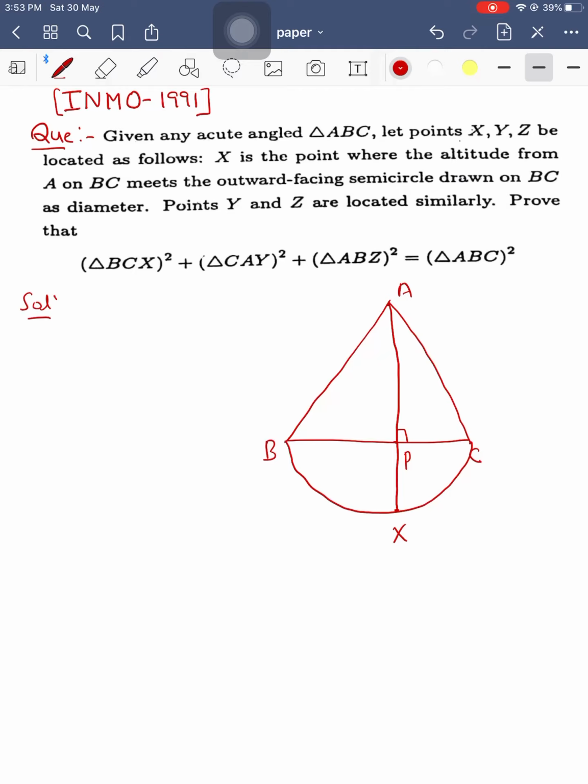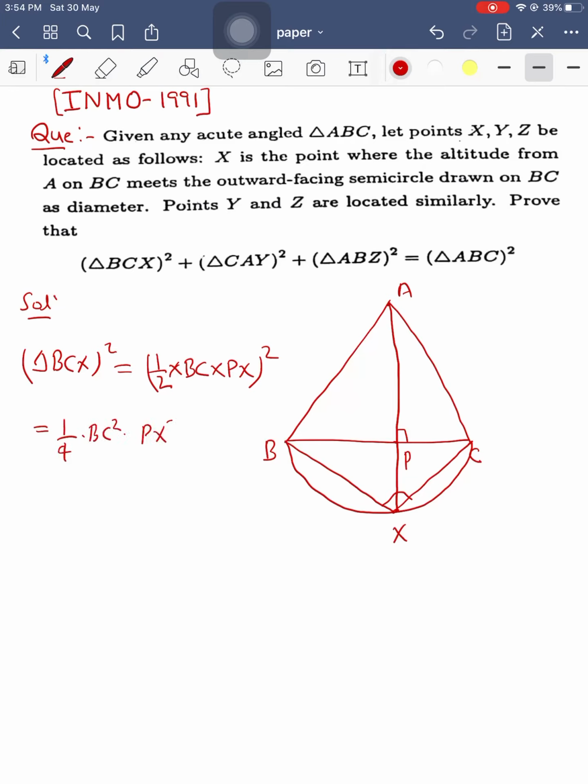Okay, since BC is the diameter, therefore angle BXC is what? Definitely 90 degrees. This is the right angle. Okay, so first we talk about the area of triangle BCX whole square. This is half into BC into PX whole square. This becomes 1 by 4 into BC square into PX square.